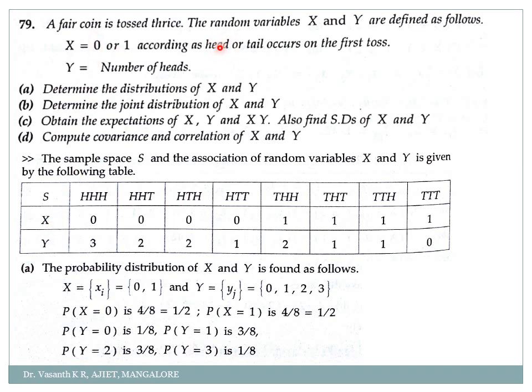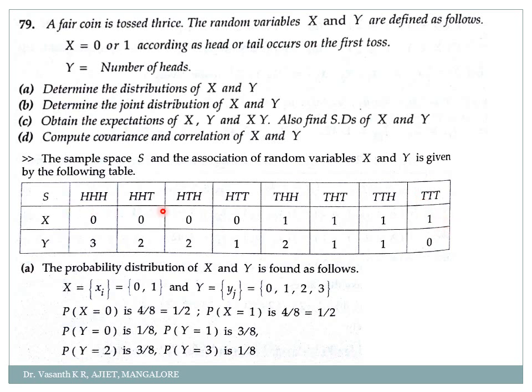0 if head occurs, 1 if tail occurs in the first toss. So first toss means here, if head is there you write 0, if tail is there you write 1. So first toss is head here, 0. First toss is head, 0. Head, 0. Head, 0. Tail, so write 1. Again tail, write 1. So again first toss is tail, write 1.